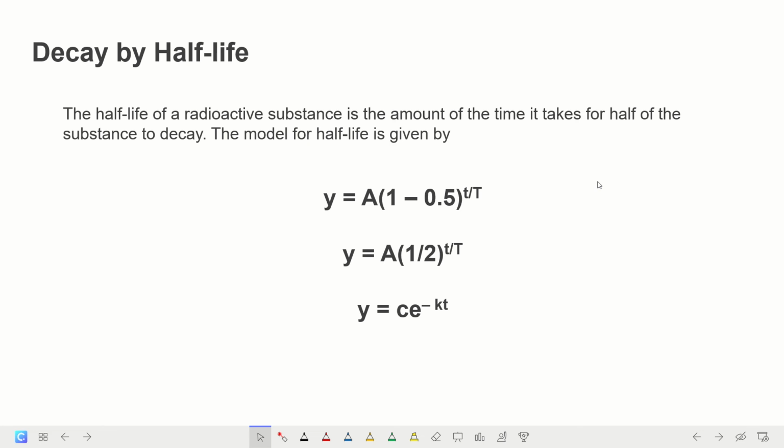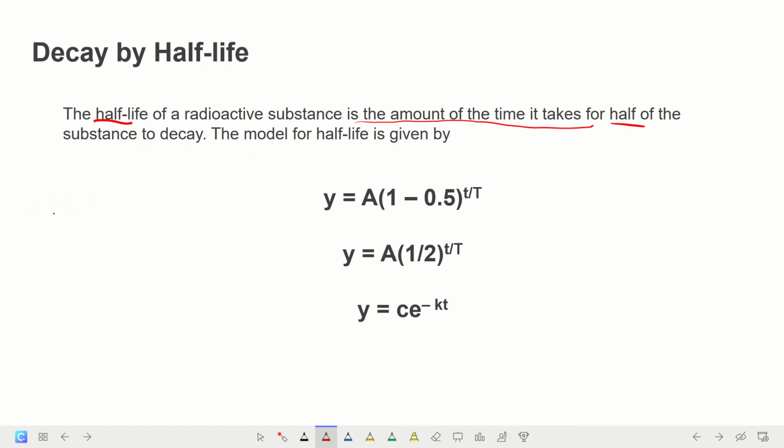Welcome to General Mathematics, and in this video we're going to continue our discussion on the application of exponential functions in terms of decay. So here we're going to look into the decay of radioactive substances. The decay of a radioactive substance is by half-life. When we say half-life, it is the amount of time it takes for half of the substance to decay.